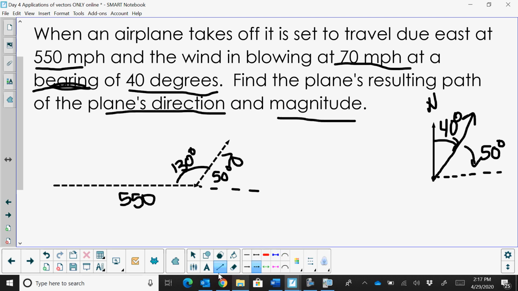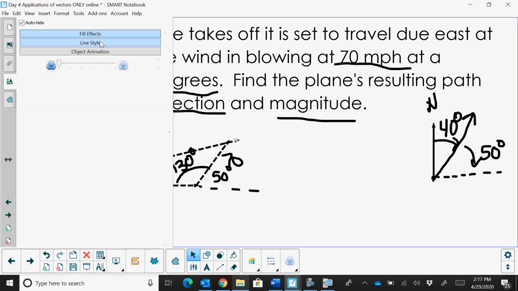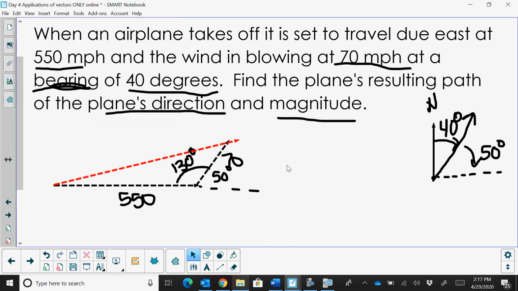Now, I need to find the resulting path of the plane, both its direction and the magnitude. So how fast is the plane going? Well, let's go back and now draw the vector in. So the plane is actually going to take this path because the wind is blowing. I'm going to change this to red so you guys can see the plane's path in red. So the red vector actually represents the plane's path. The speed, the direction it's going, plus the wind is blowing it off course. So we want to know what the actual direction is here. So we've got to do a little work.